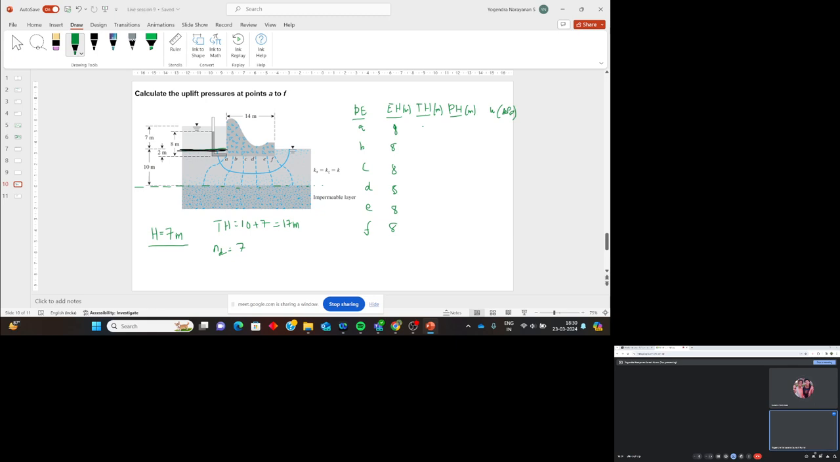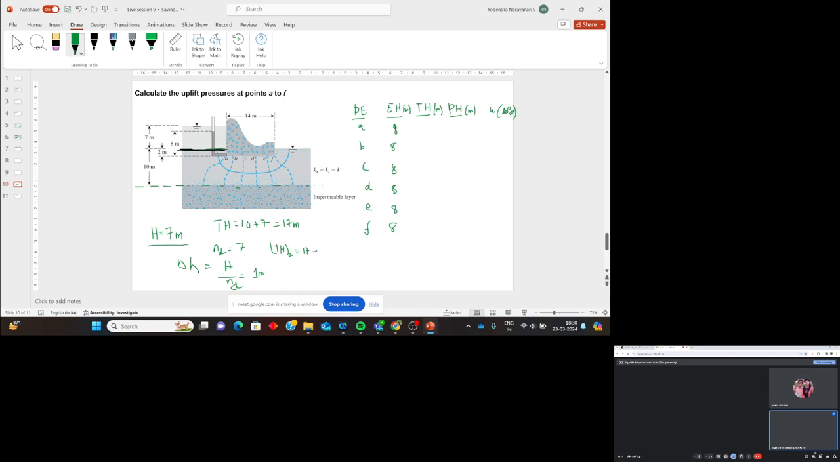Total head at A. At this point, it is 17. One drop, how much should it decrease by? 1 meter, right? So what is the delta H value? H by ND will be 1 meter. So total head at A is equal to 16.